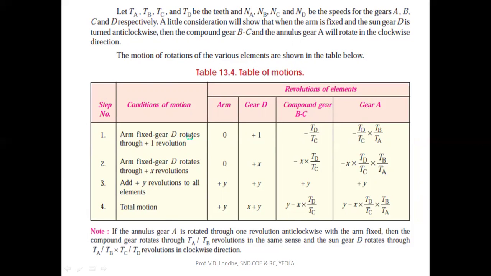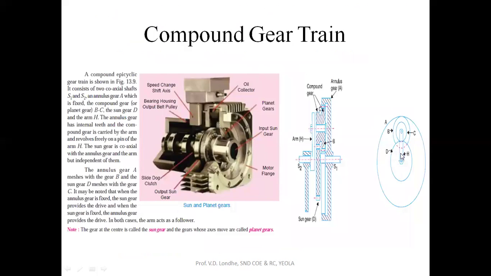If you see in the first diagram, if you give +1 rotation to gear D, then this gear D is in meshing with gear C. So gear C will have anti-clockwise sense of rotation. And if gear C has anti-clockwise rotation, gear B is attached on the same shaft on which gear C is attached. So B will also have anti-clockwise sense of rotation. And if there is anti-clockwise rotation, A will also have anti-clockwise sense of rotation.